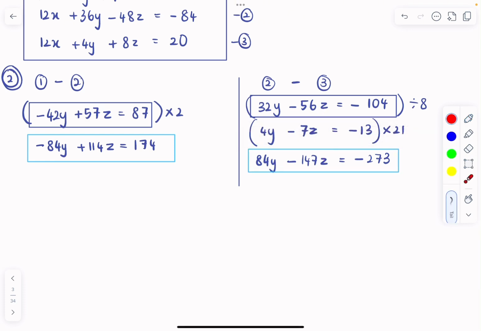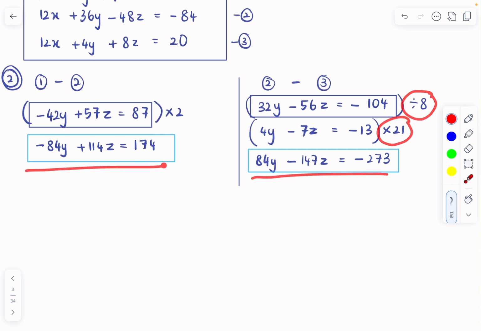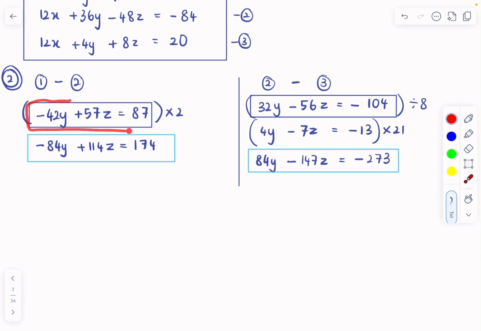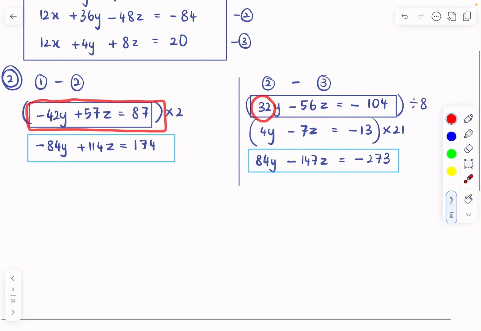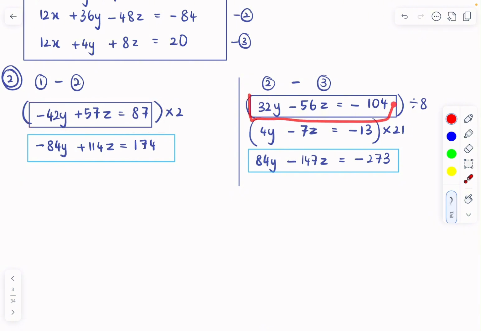This might be a bit confusing if you don't understand how I simplified it and made it the simplest way possible. But the easiest way, if you want to make this the same, you just multiply each other. That means 42y, the whole equation you multiply with 32, and then this whole equation you multiply with 42.